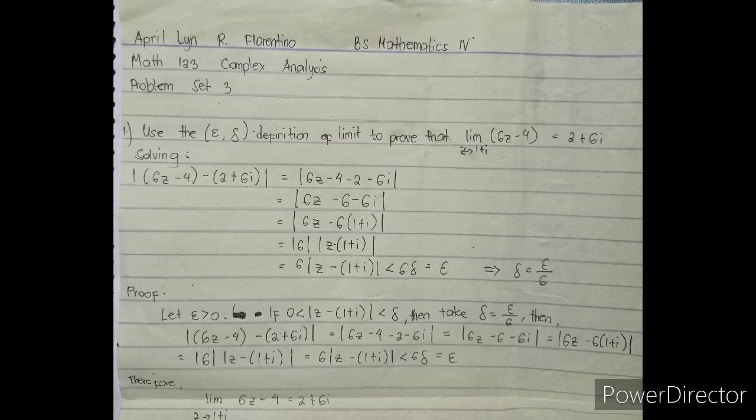Use the epsilon-delta definition of limit to prove that the limit of 6z - 4 as z approaches 1 + i is equal to 2 + 6i. Solving backwards, the absolute value of 6z - 4 - (2 + 6i) is equal to the absolute value of 6z - 4 - 2 - 6i.